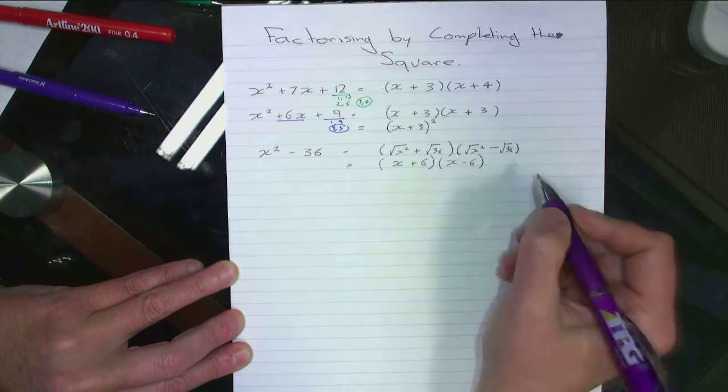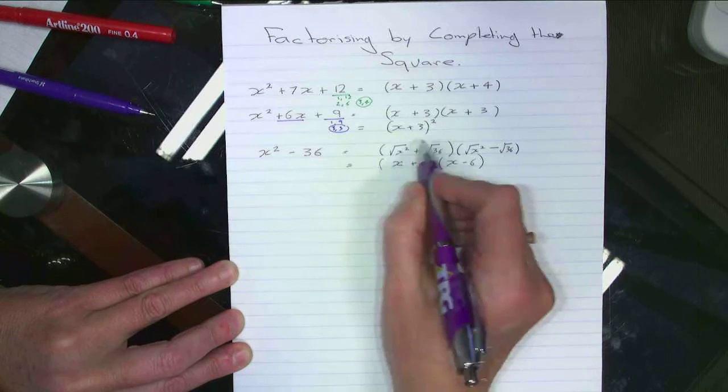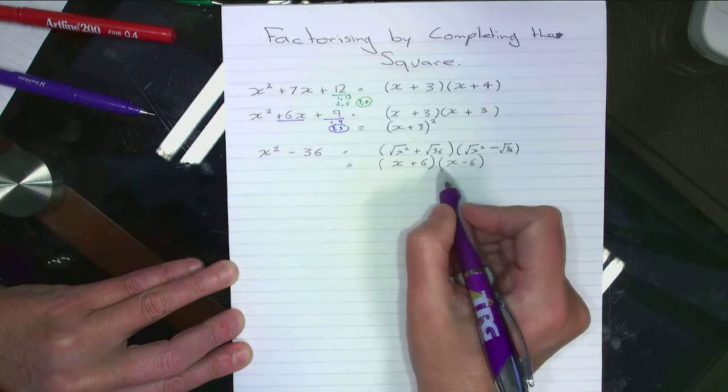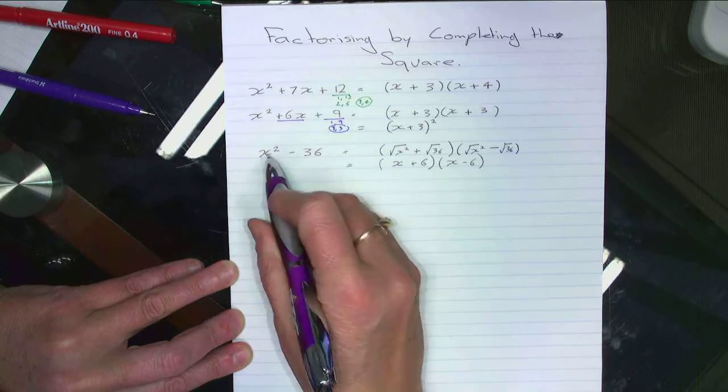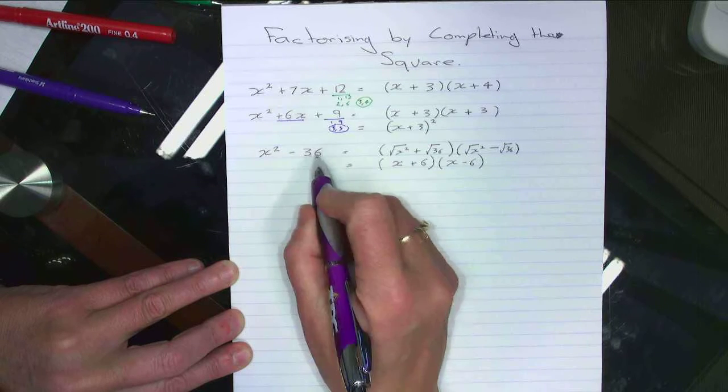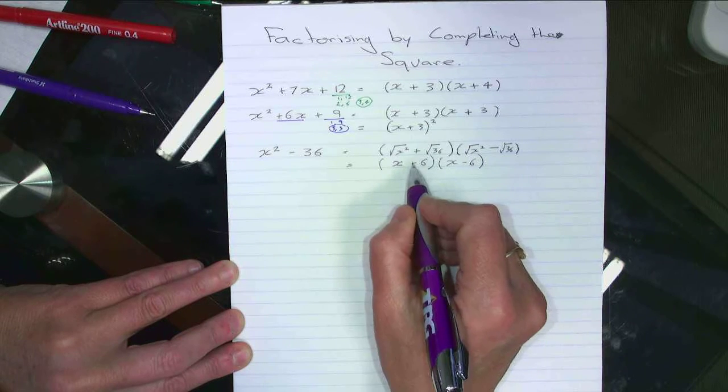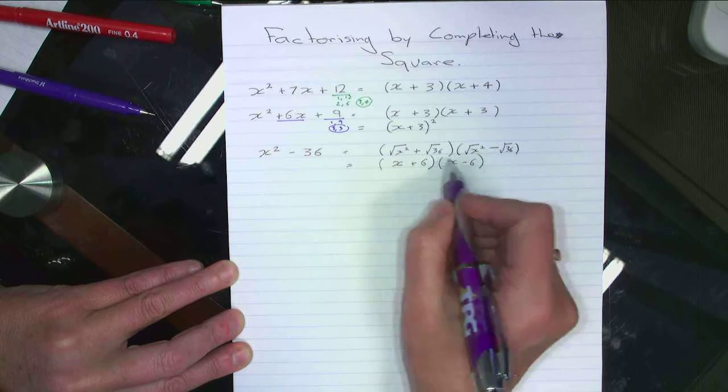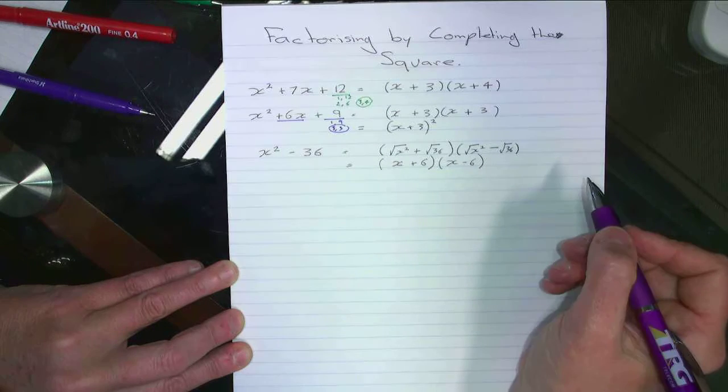Okay, so for some of you, this might be a step that you haven't really seen before, but you can see that the square root of this number is x, the square root of this number is 6, this is plus, and this is minus, which causes those middle two terms to cancel out.